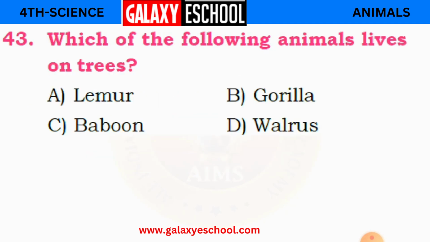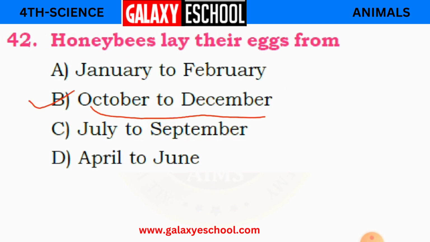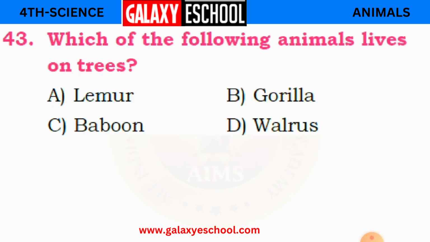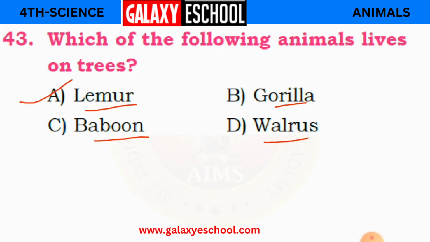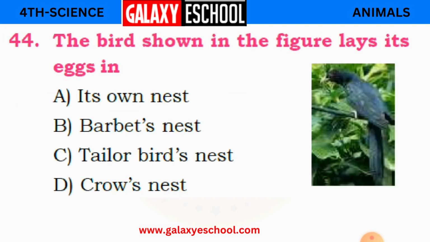Now we'll go to the 43rd question. Which of the following animals lives on trees? Lemur, gorilla, baboon and walrus. So which does live on the trees? Okay, which does live children? That is lemur. This particular animal lives on trees.